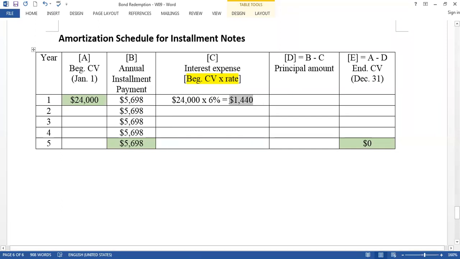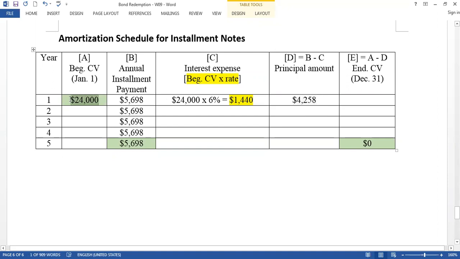So we find our interest expense, right? This is the total payment, $5,698. We know how much interest we already paid. So B minus C is the principal amount. That means the principal amount here is now 4,258. Clear? B minus C.